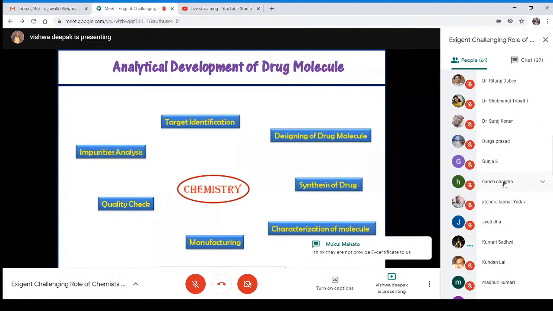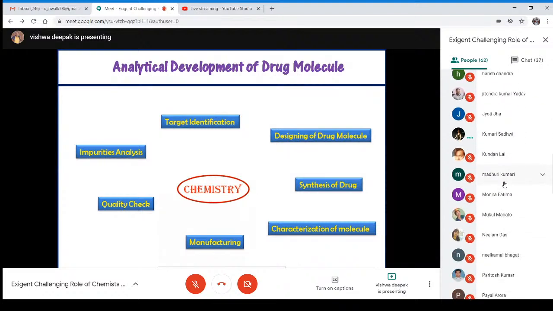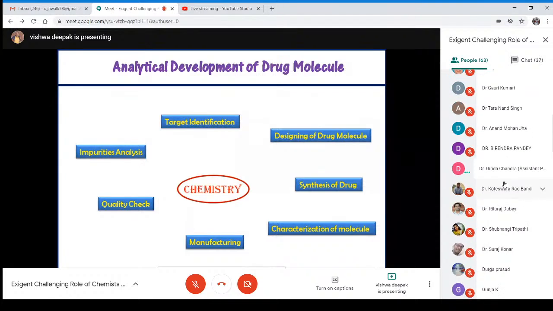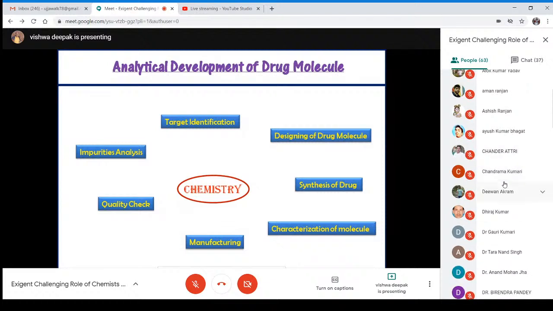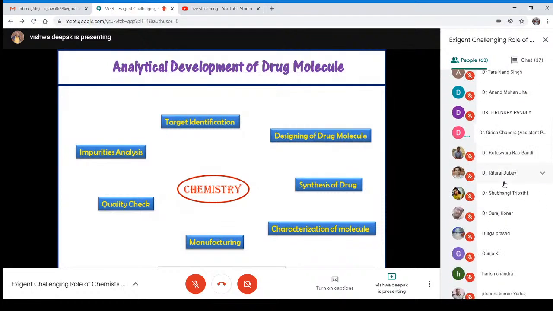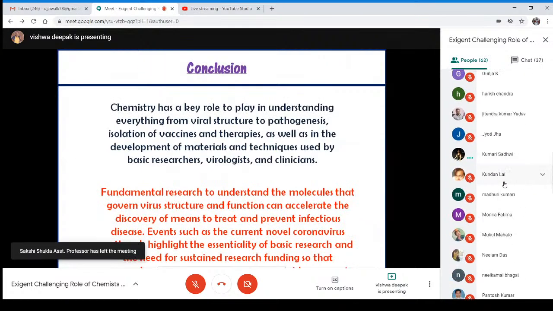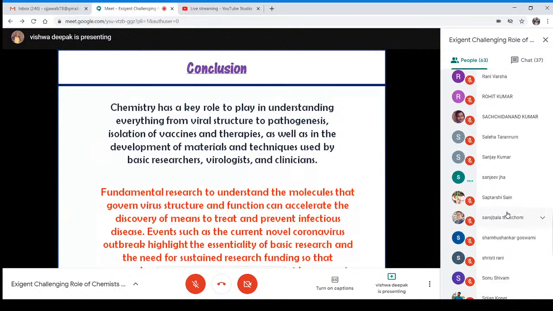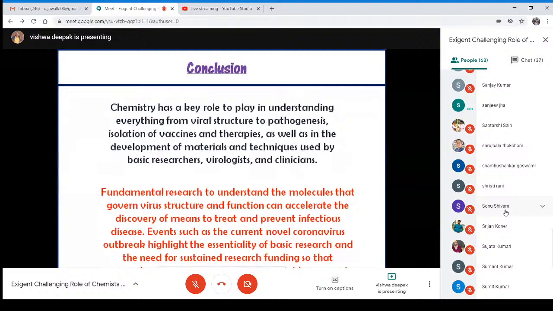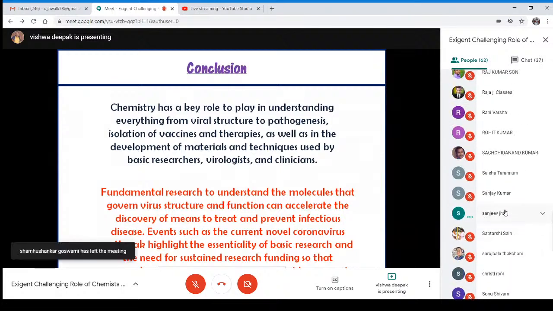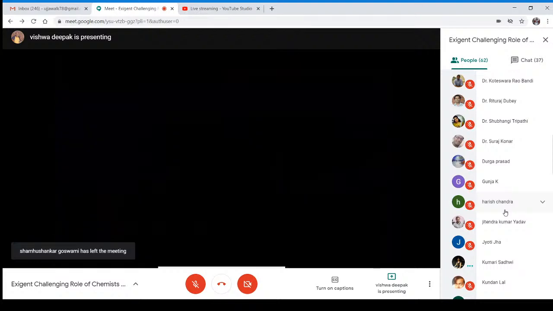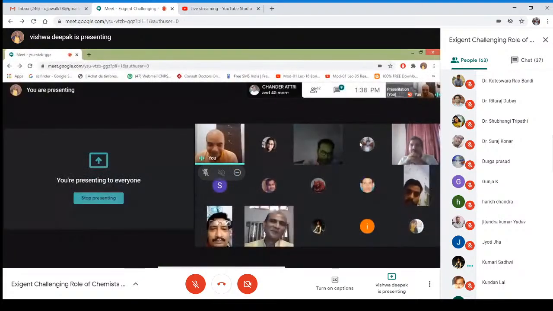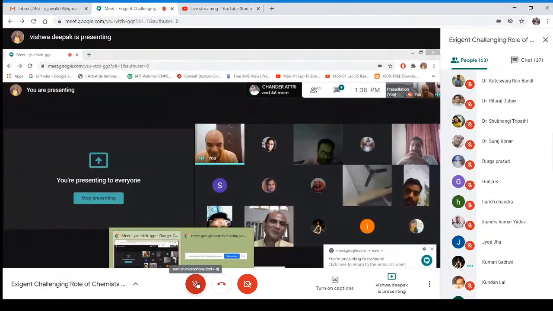But with drug development, chemistry is important at each and every step, like target identification, designing of molecule, synthesis of drug, characterization of molecule, manufacturing, quality check, impurity analysis. All these steps are revolving around chemistry. So chemistry plays a central role. Chemistry has a key role in understanding everything from viral structure to pathogenesis, isolation of vaccine and therapies as well, development of materials and techniques used by basic researchers, virologists and clinicians. The fundamental research to understand the molecules that govern the viral structure and function can accelerate the discovery of means to treat and prevent infection. So finally it comes to an end. Thank you all for your patience. I am sorry for the inconvenience, and I will be very happy if you have any question.